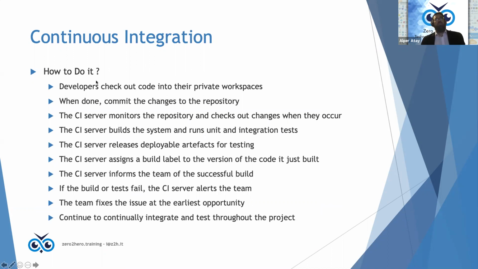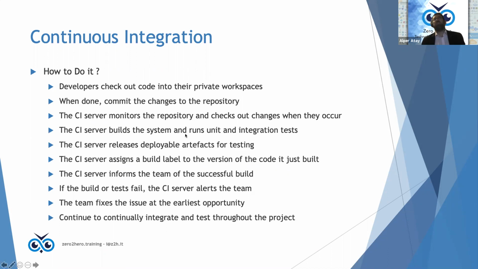How it works is how to do it. Basically, developers check out their code into their private workspaces, your local environment, or it might be a Docker instance if we are working in Docker. And when you finish your coding, you need to commit your changes to the repository. The CI server monitors that repository and checks out the changes when they occur. So basically, when we commit, it understands that there is a new commit and then takes action.